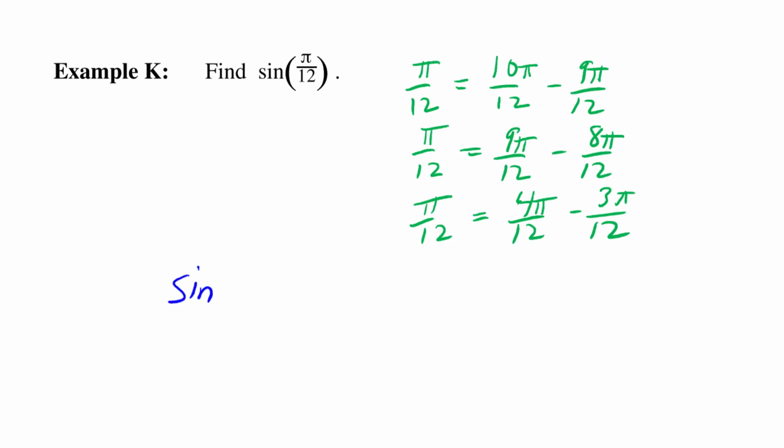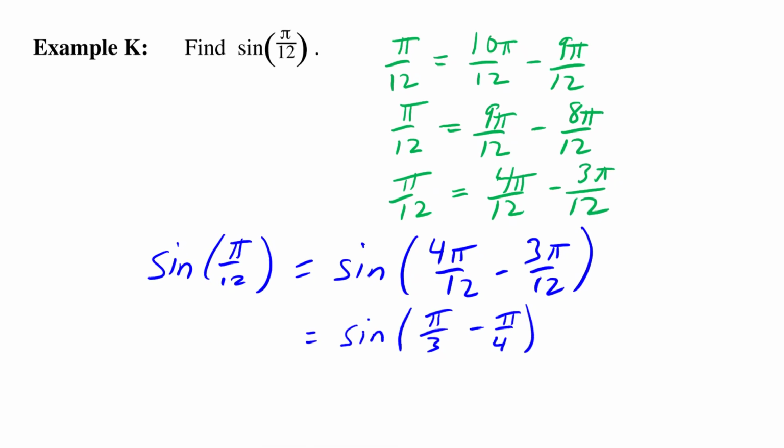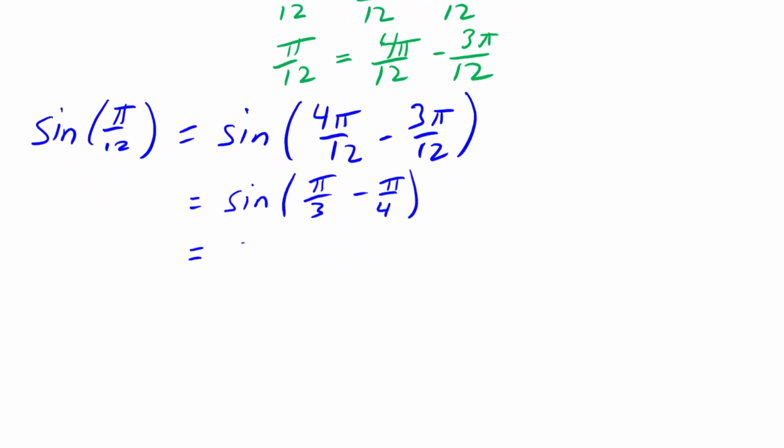Let's see how we use this for the sine of 1 pi over 12. Let's go ahead and use the 4 pi over 12 minus 3 pi over 12, although any one of them that we see there could have been used. Well, actually, the first thing we do before we expand this is to simplify each of those fractions. 4 pi over 12 is pi over 3, and 3 pi over 12 is pi over 4. And now the sine of a difference is the sine of the first, sine pi over 3, times the cosine of the second, cosine pi over 4, minus the sine of the second times the cosine of the first.